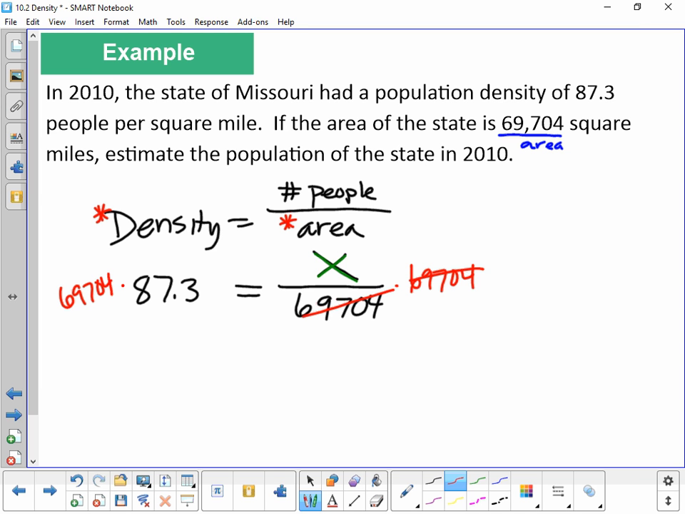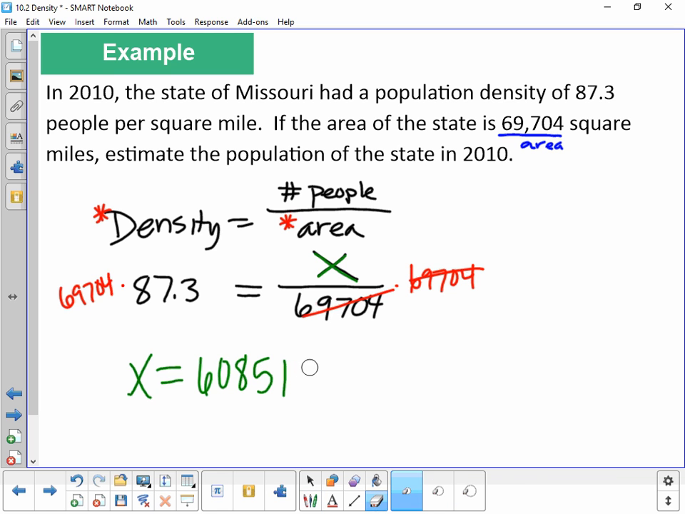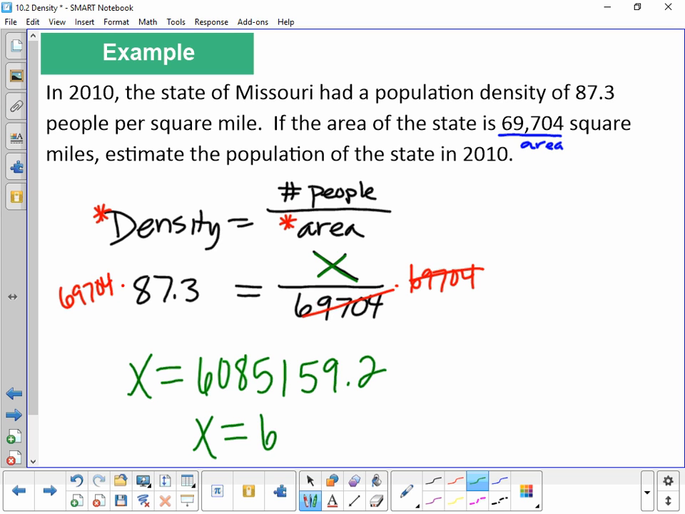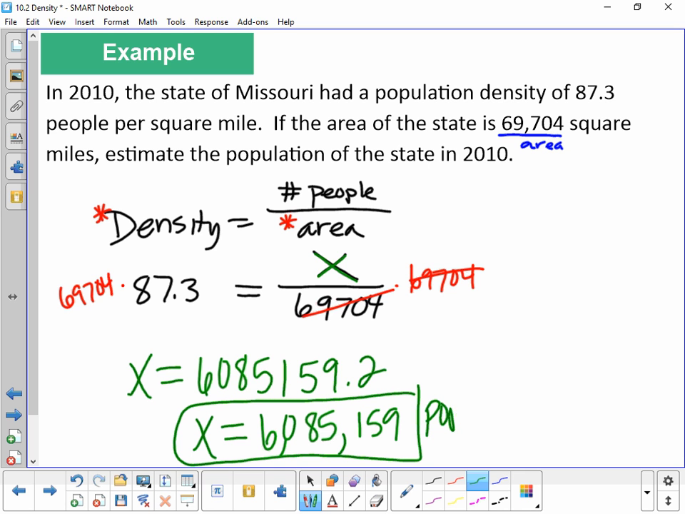And when we multiply that, we come up with a population of 6,085,159.2. Since this time we are talking about a population, it's probably good to round that to the nearest person. So we would maybe say 6,085,159 people, approximately. So that would be the approximate population of Missouri.